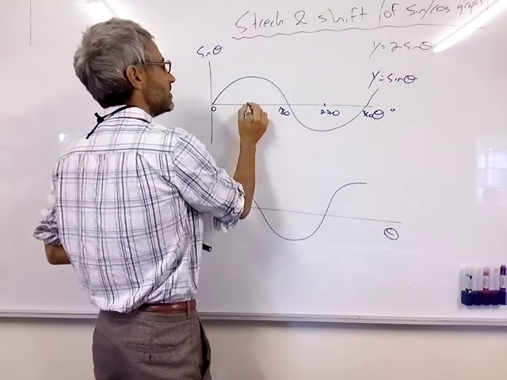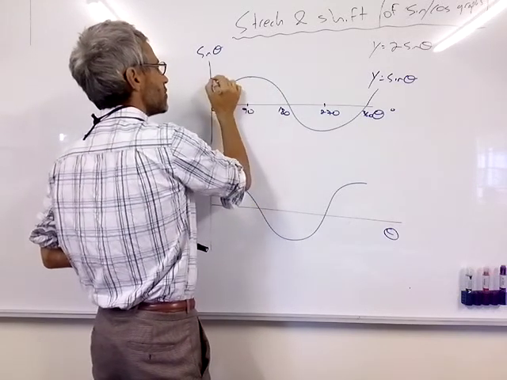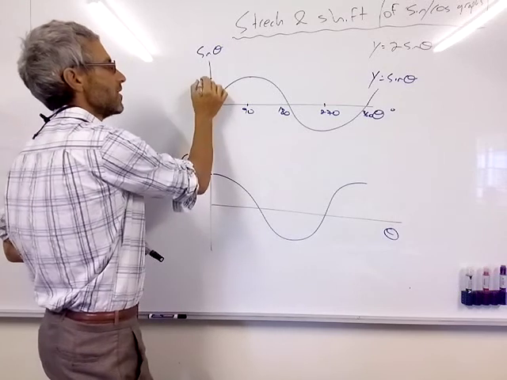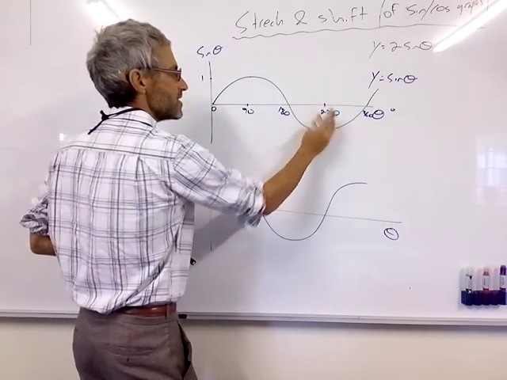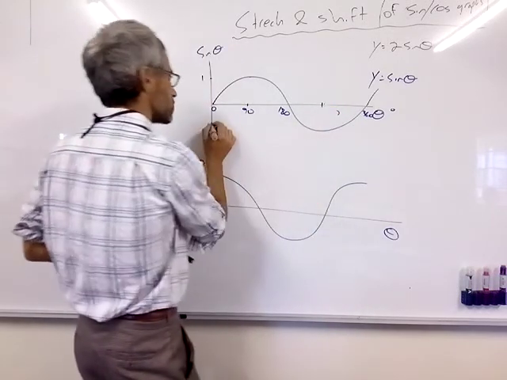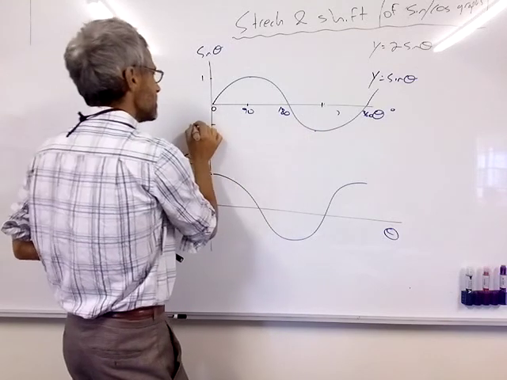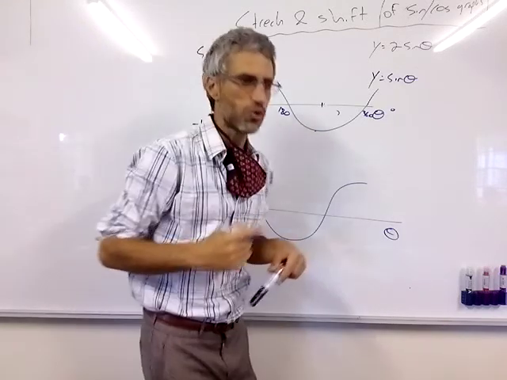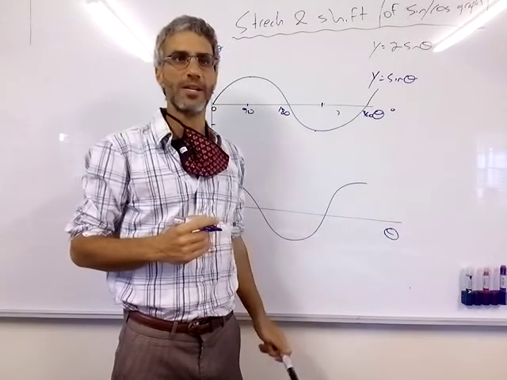Now, when the angle is 90, what will be the value of sine? 1. That will be 1. And when the angle is 270, let's do -1, it will be -1. So we already said that this sine graph swings between 1 and -1.